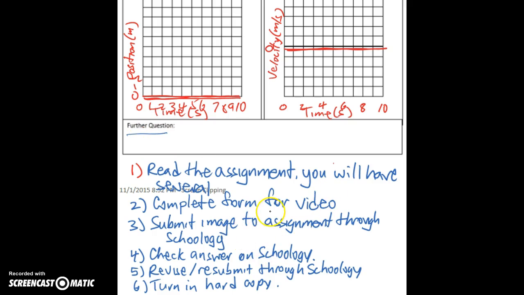Okay. After you've completed that, go ahead and use either your device or your phone. Go ahead and take an image of that, submit that through Schoology. If you are using a phone, go ahead and send that to your device first, and then submit it to Schoology. Those will be a little bit cleaner. Okay, and then you go back and check that. Once you've submitted the assignment, you'll be able to check your answer on Schoology. That'll be the next item that comes up and is available to you. After looking at that, go ahead and revise and resubmit your assignment through Schoology. Hey, once you're happy with it, go ahead and turn the hard copy in class in one of the folders or bins that'll be in the front of the room.